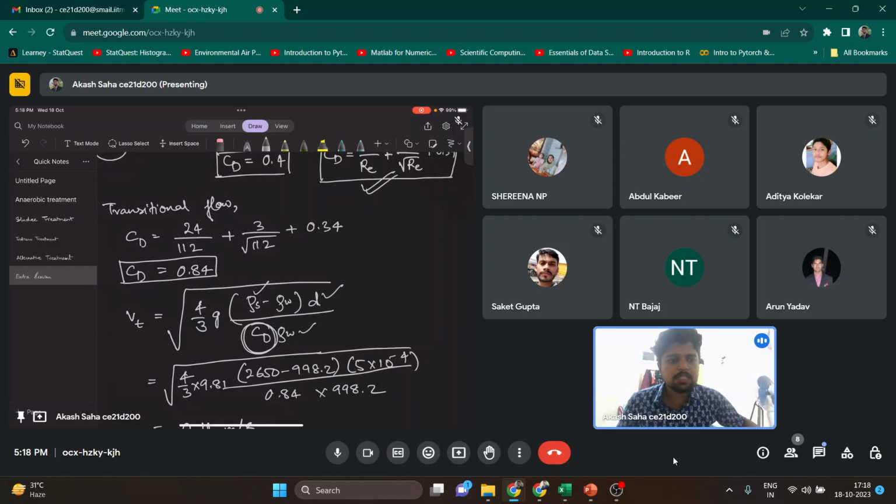So for starters, since we didn't know what type of flow there is, and what is my drag value, we started by assuming it to be a laminar flow. And then we moved into the Reynolds number, then the CD value, and then we use the general formula.